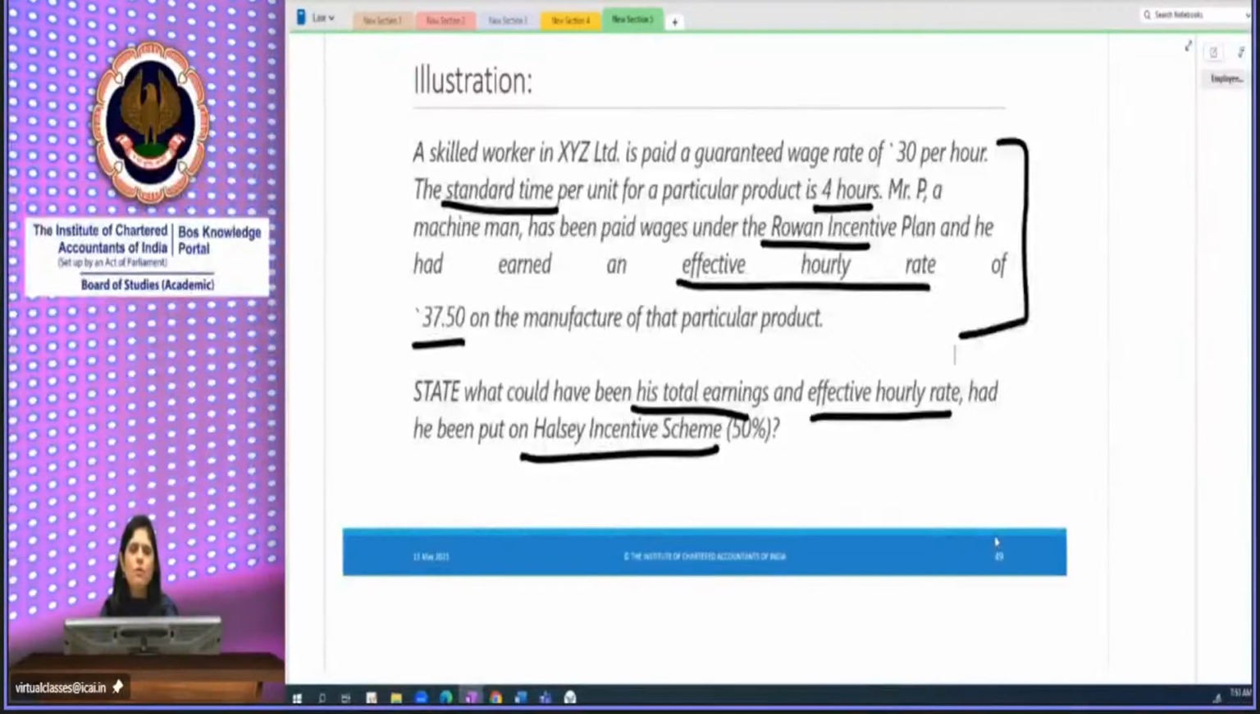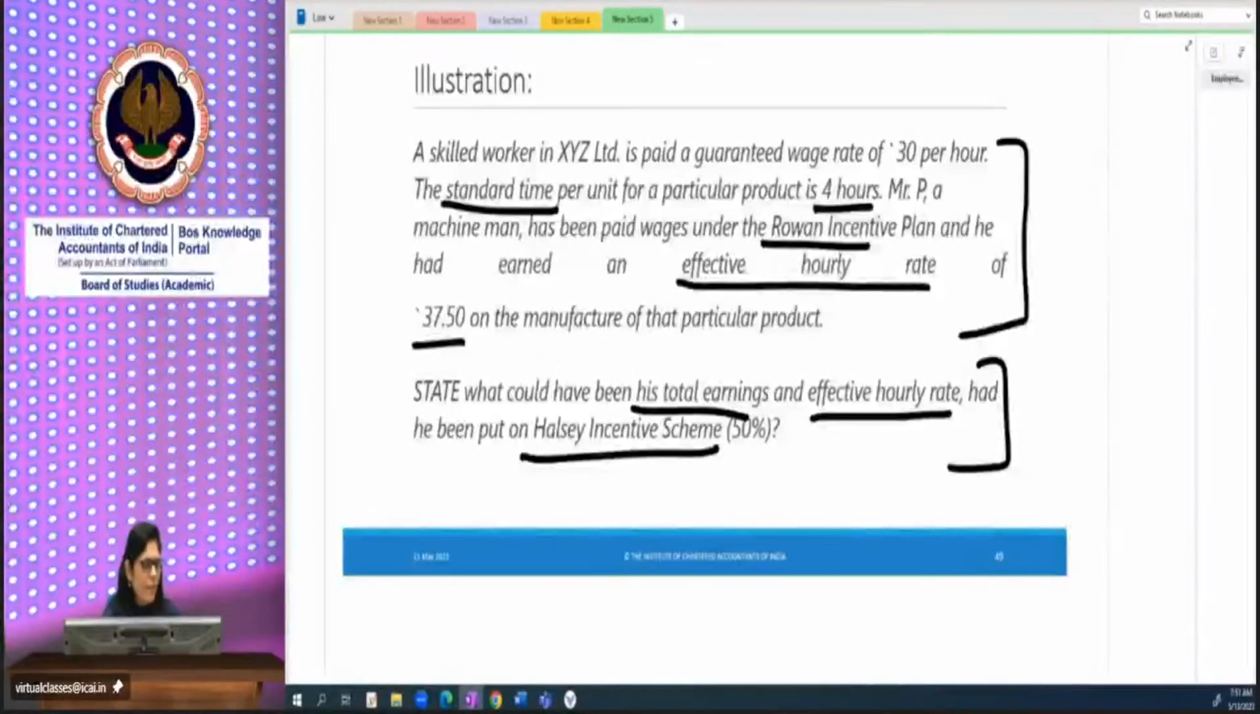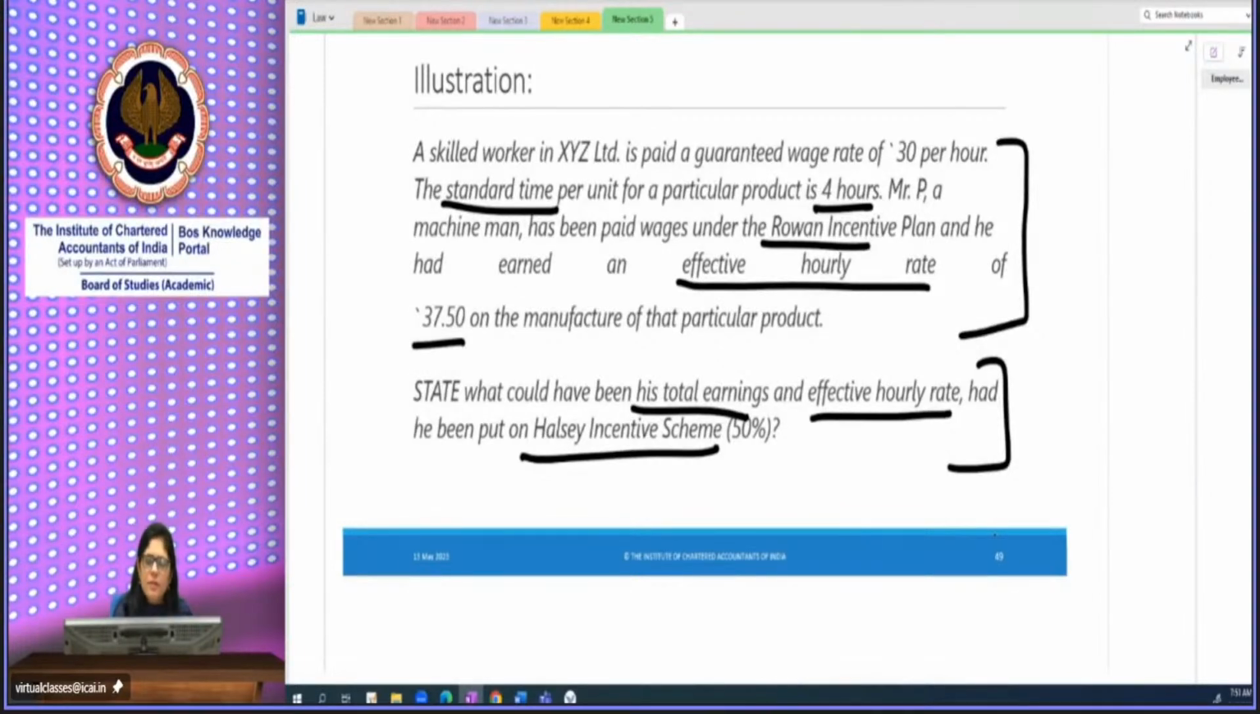How do you calculate? Can you calculate the time taken? Time taken is missing, so we have to calculate time taken. Once we calculate time taken, only then can we calculate the hourly rate under Halsey. Just try on your own for once. Is anybody able to start the question? All right, let us just see.